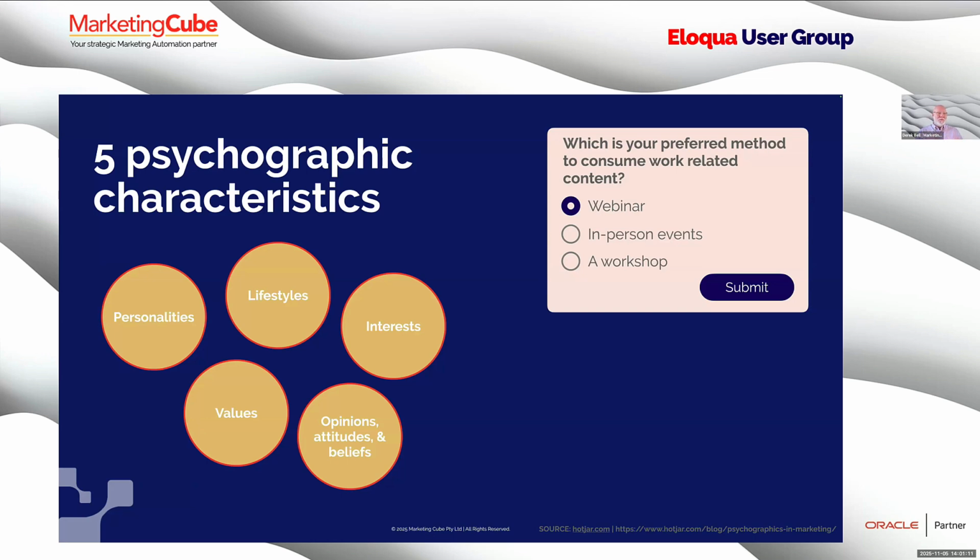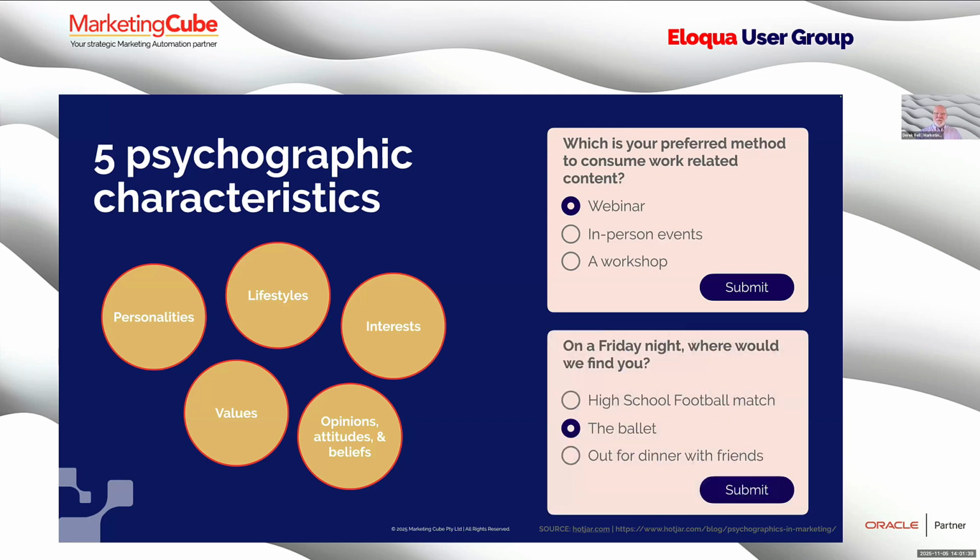So in our world, what could we do that's a little bit different? My thought maybe, which is your preferred method to consume work-related content? Are you a webinar person? Are you an in-person events type person? Or does a workshop more suit your needs? Capturing this information could help you tailor communication going out, or even to highlight and target particular people based on different events that you might have coming up.